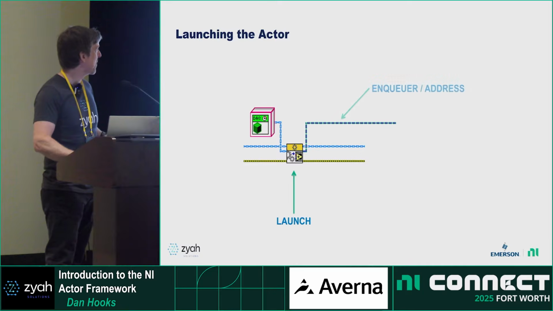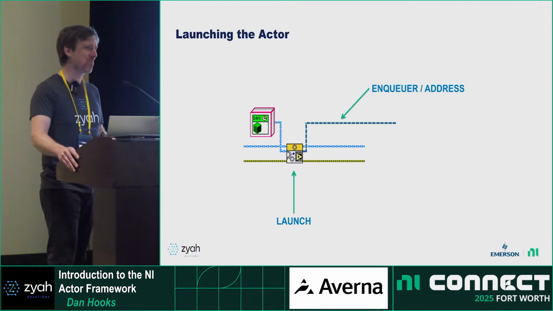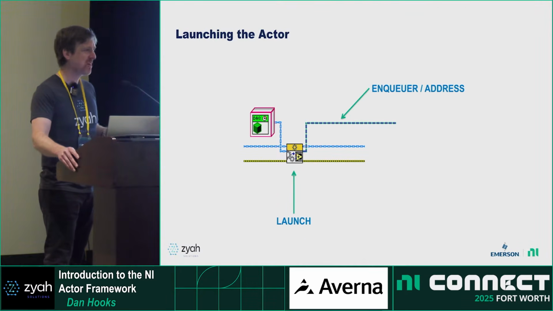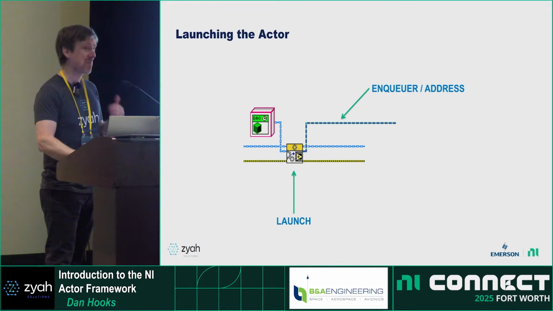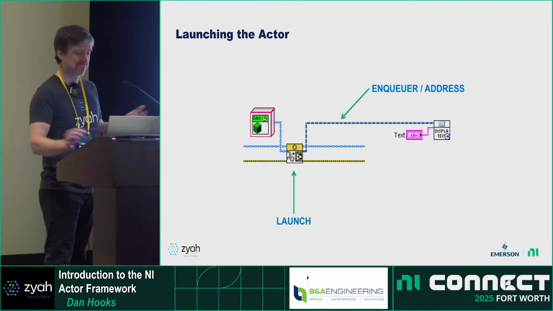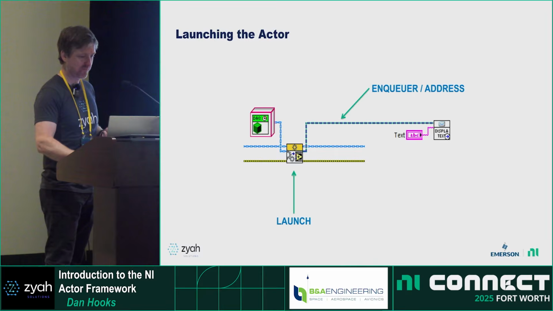And when you do the launch, what comes out is that wire, which in Actor Framework terminology is called the enqueuer. It's not quite a queue, but the best way to think about it, I think, is as the address. You launch an actor, and what gets spit out is the address for that actor. So when you send it messages, if you remember from a few slides ago, that was our send message. What gets wired in there is the address you want the message to go to. So it's as simple as that.